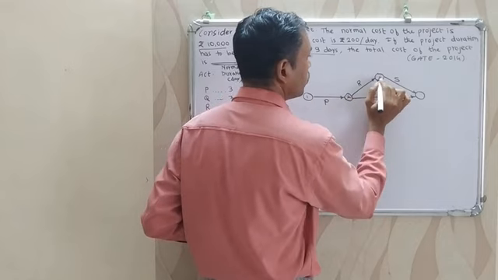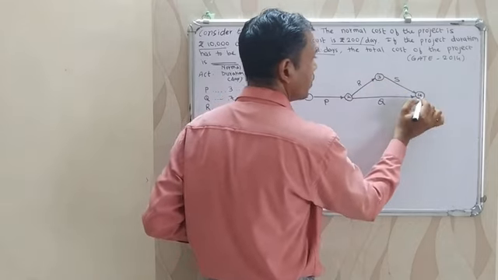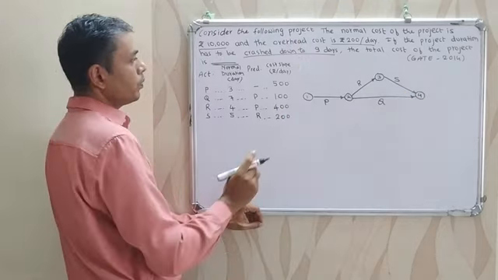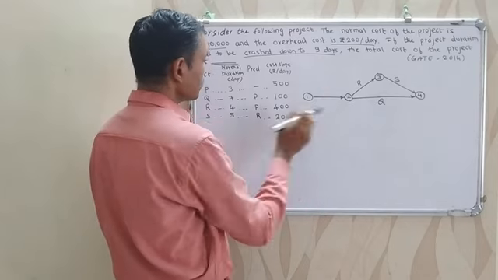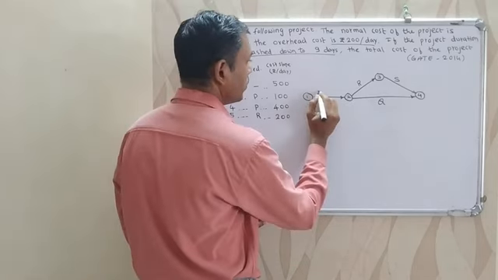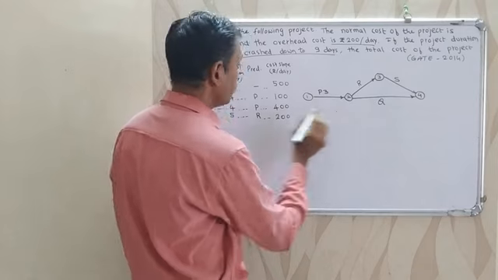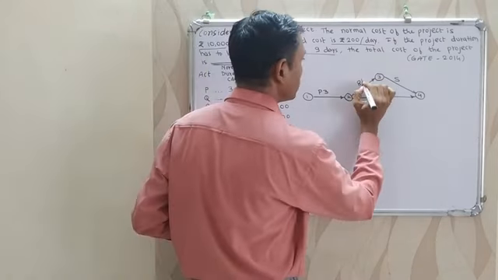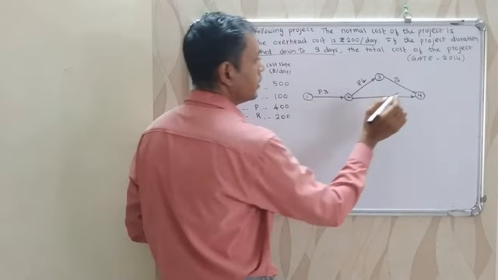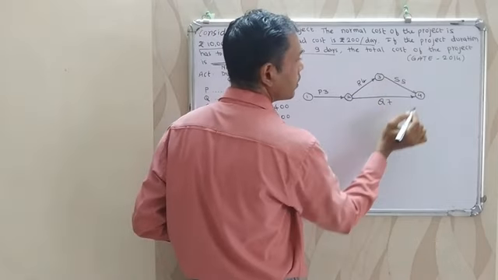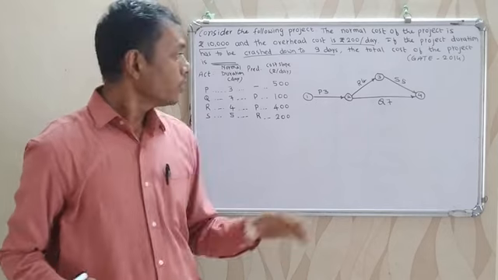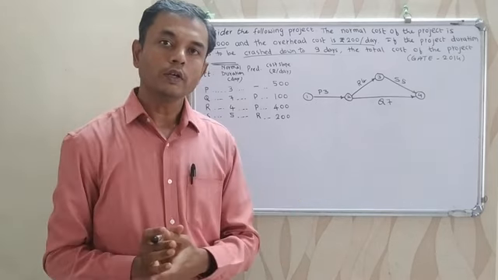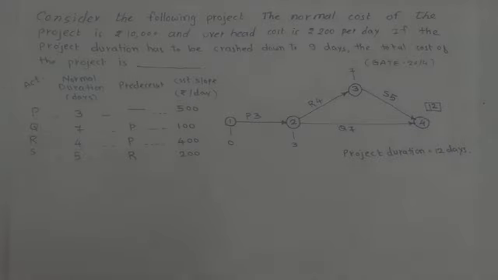Events 1, 2, 3 and 4. Note down the duration of each activity. P is having 3 days, Q 7 days, R 4 days and S 5 days. So after drawing the network diagram, we will calculate the total project duration. Okay, so now let's calculate the project duration.